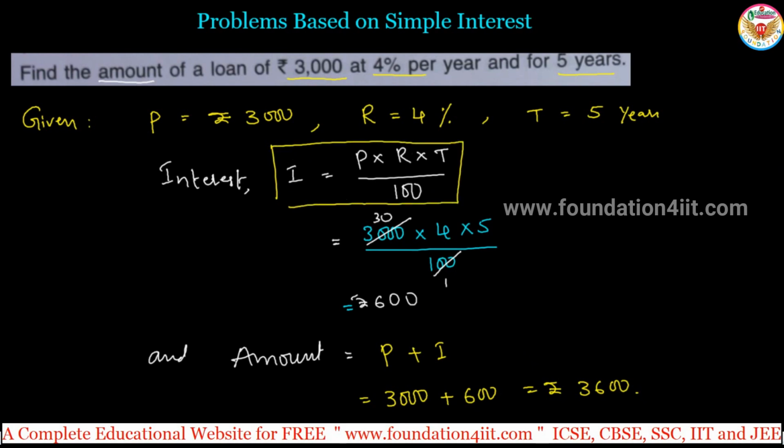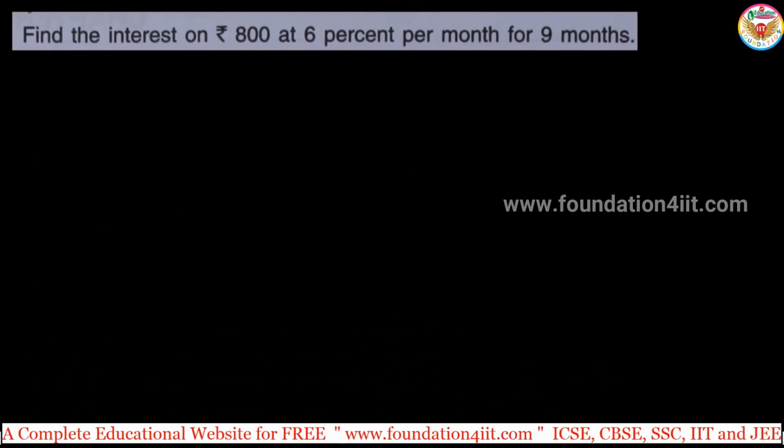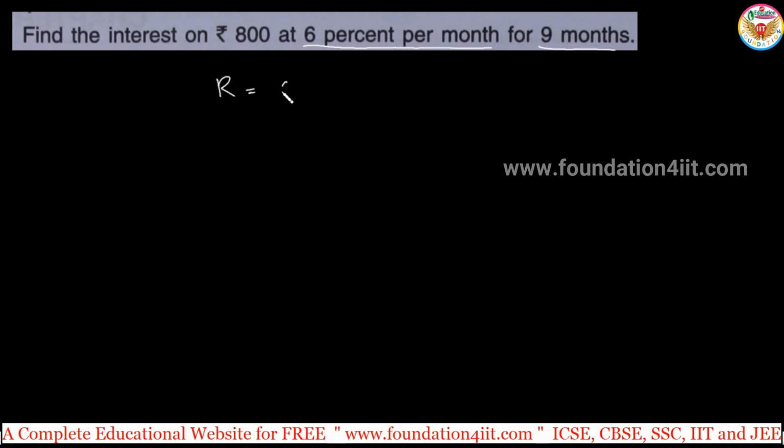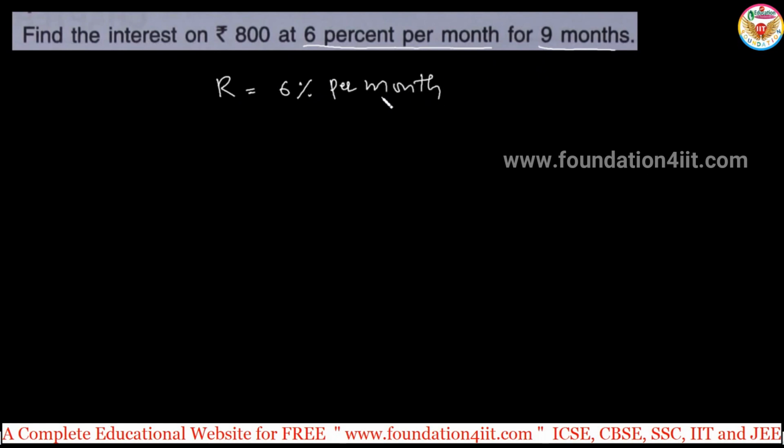Let us see one more sum. Calculation should be clear while doing these sums. Now in this question, find the interest on rupees 800 at 6% per month for 9 months. So in this example, R is 6% per month. Actually R should be per year, but here it is 6% per month, and time is given as 9 months.